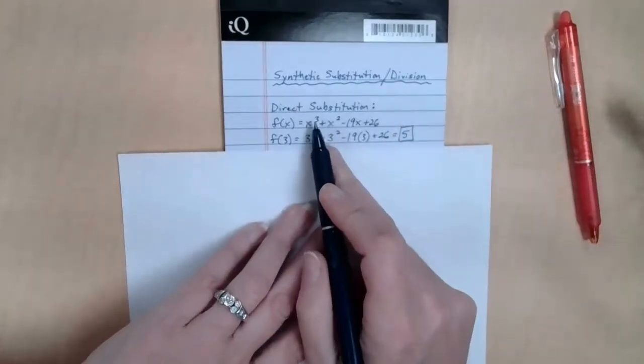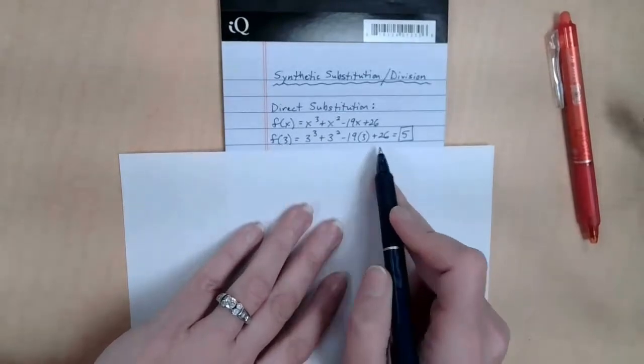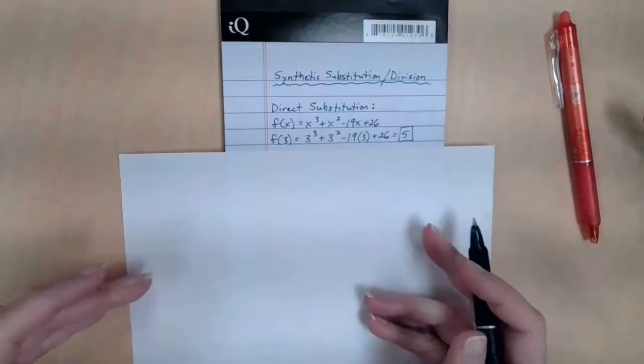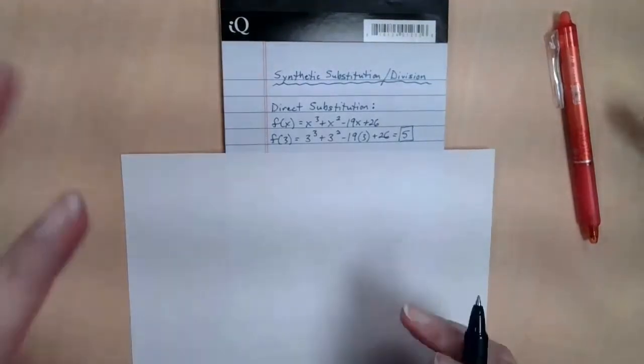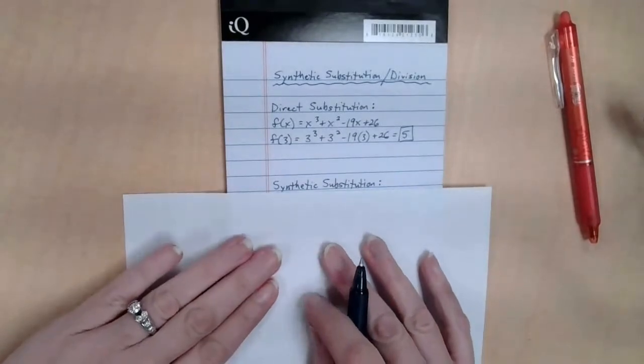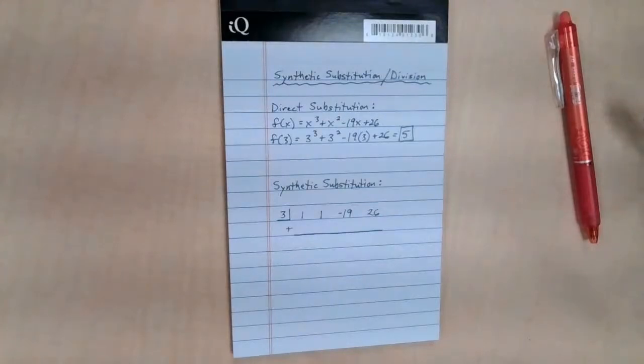So direct substitution is what it sounds like. I'm going to directly take the 3 and plug it right into the function and get my output as a result of that. Okay, great. How does synthetic substitution work? How is this different? Quite frankly, it sort of appears like it's a miracle. So check this out. What's so miraculous about this?